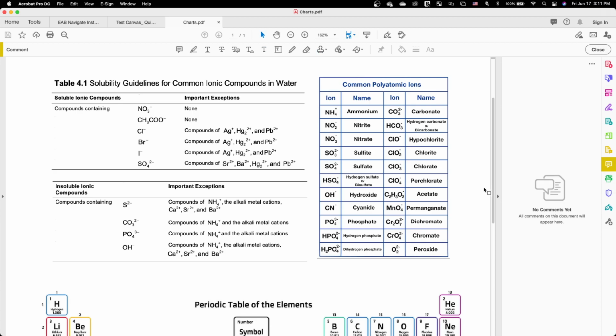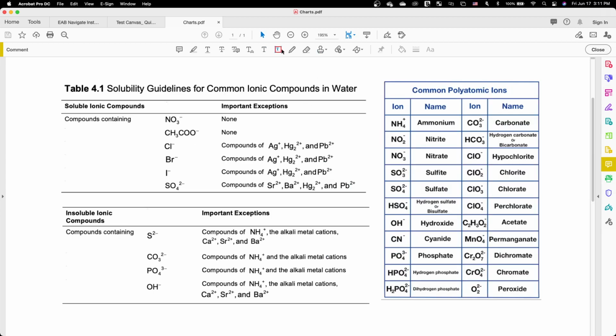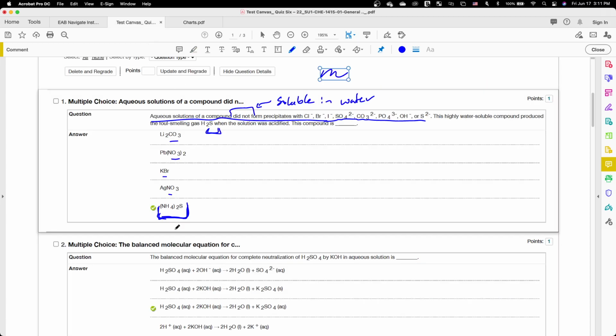Let's close this part here and turn on the pen. There we go. So we look up sulfide right there, and then we have ammonium right here, which matches. It says that compounds containing sulfide are insoluble, but if they have ammonium in them, they are soluble. So that's ammonium sulfide. You put those two together, and the answer here that's soluble is ammonium sulfide.